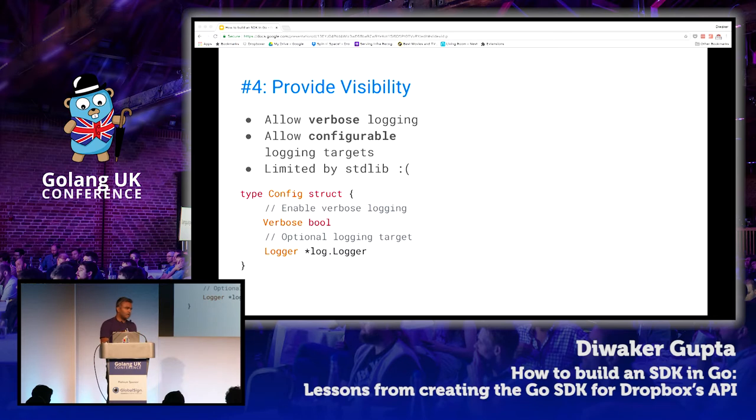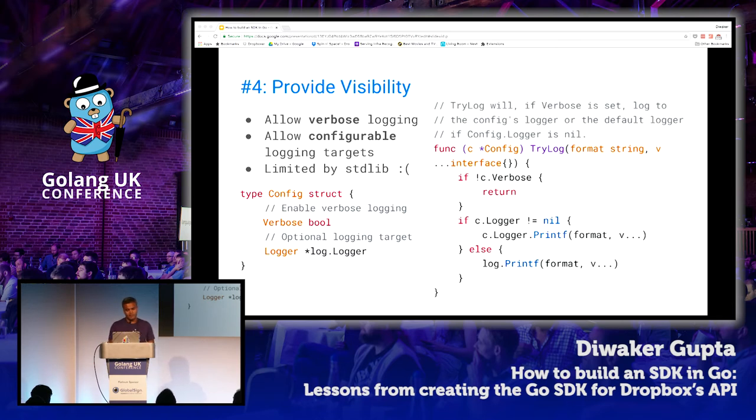Once again, we're a little bit limited by the functionality in the Go standard library. There isn't a built-in framework for configurable log levels or custom loggers. So we can leverage, at least for some of these things, the approach that we described in the previous lesson. You can have a structure that has a verbose flag and maybe a custom logger that users can pass in. And here's a simple try log method that you can use within the SDK that honors this verbose flag and additionally uses a custom logger if specified.